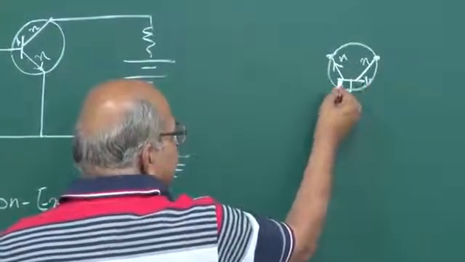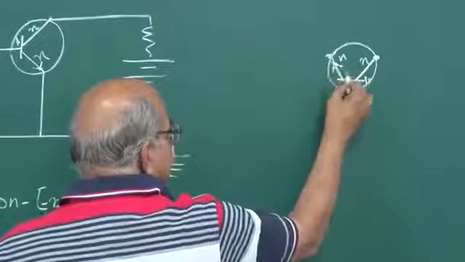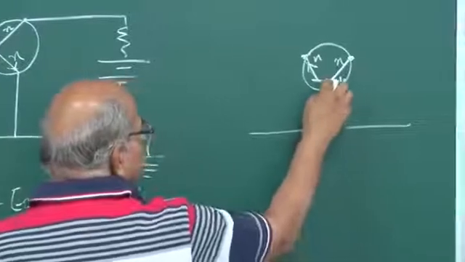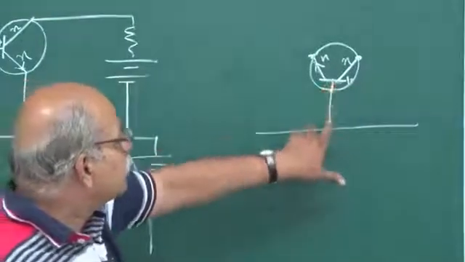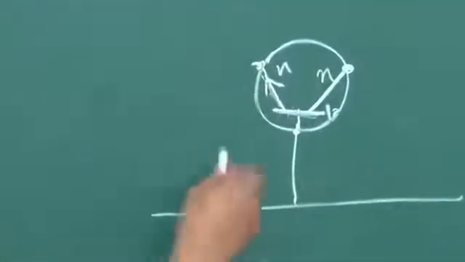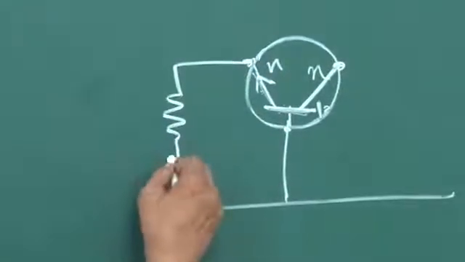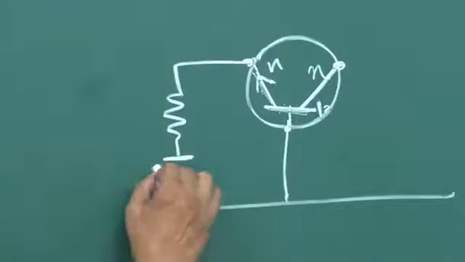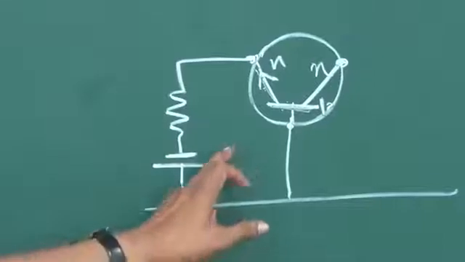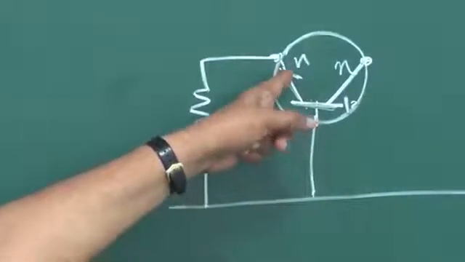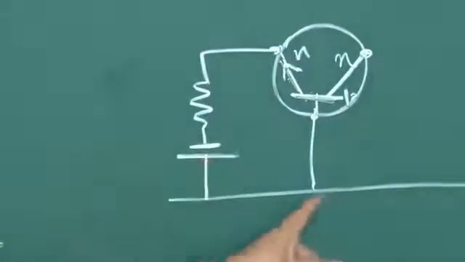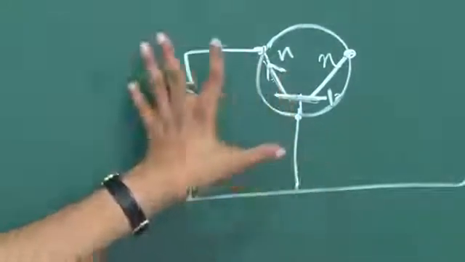So base emitter, this is base and emitter, this should be forward biased. So if I take it here, then this P should be at a higher voltage, and this N should be at a lower voltage. So if I take it from here and then take a resistance, I should put negative of the cell here and positive of the cell here, and then connect. So this will ensure that this emitter, which is N type in this NPN transistor, is at a lower voltage as compared to this base, and this is forward biased.